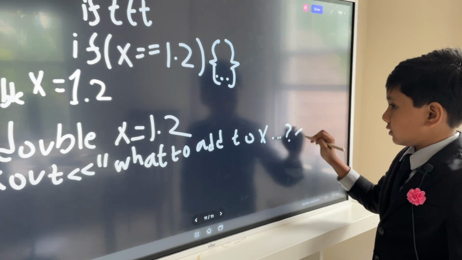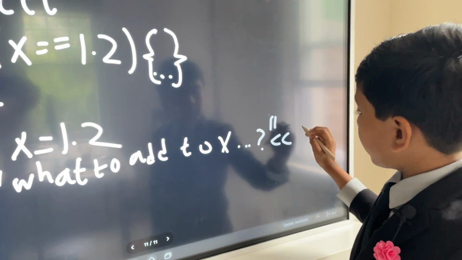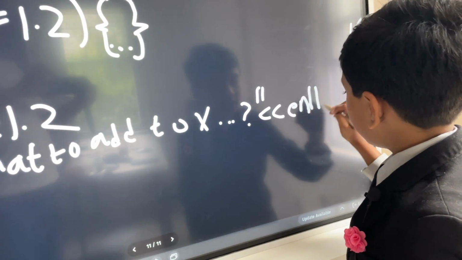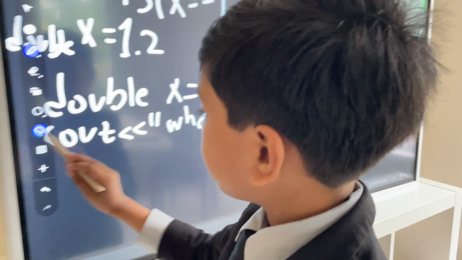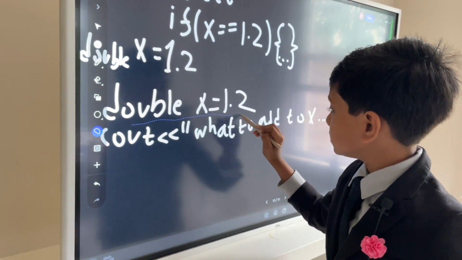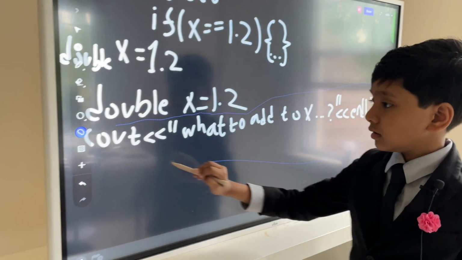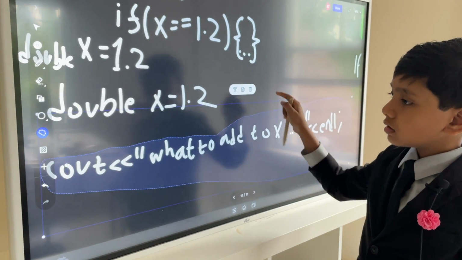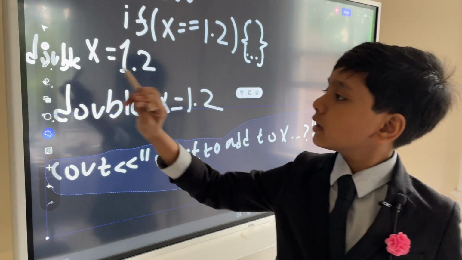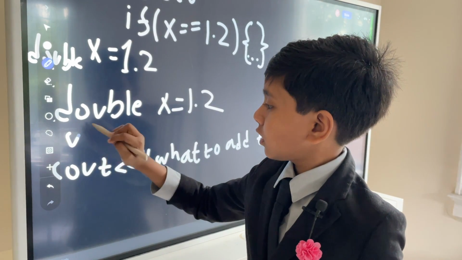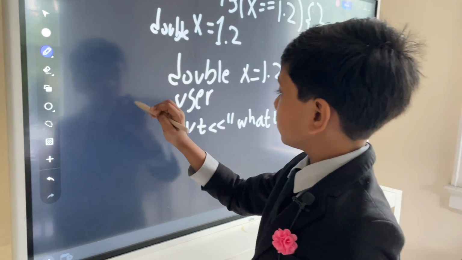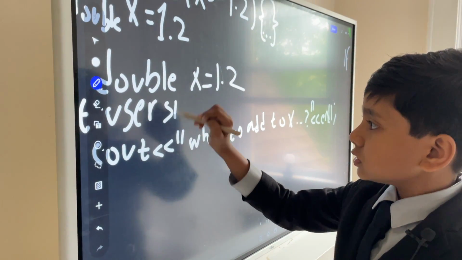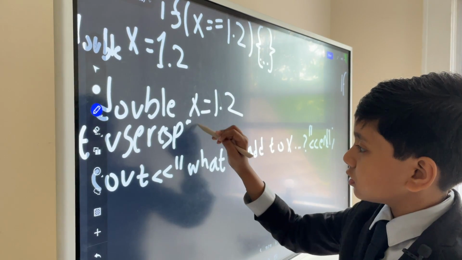And then, what we're going to do before we do this is, sorry, this is a bit tricky. So, we're going to add a line in the middle that will define a user response. We'll just put int for good measure. Int user response.